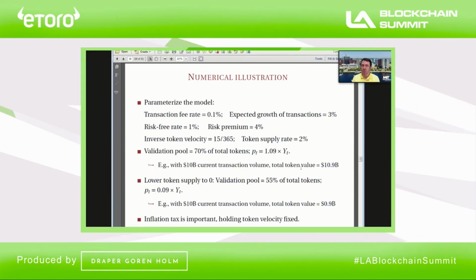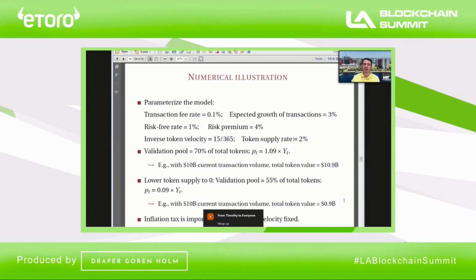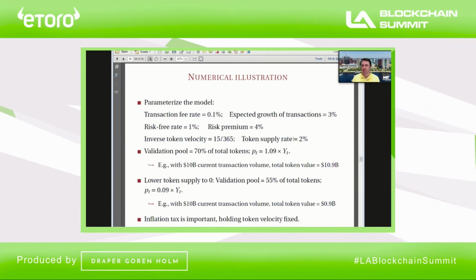The risk premium attached to the cash flows from fees is 4%, which would be in line with comparable cash flow streams in the financial markets, roughly. The inverse velocity of tokens is 15/365. And the token supply rate is 2%.